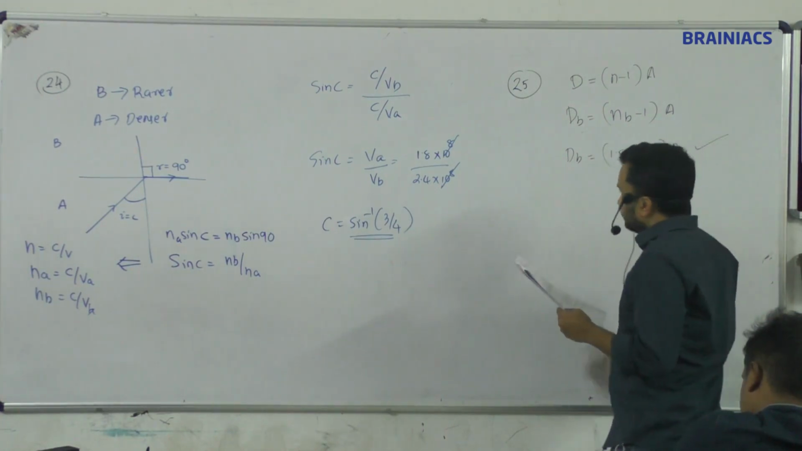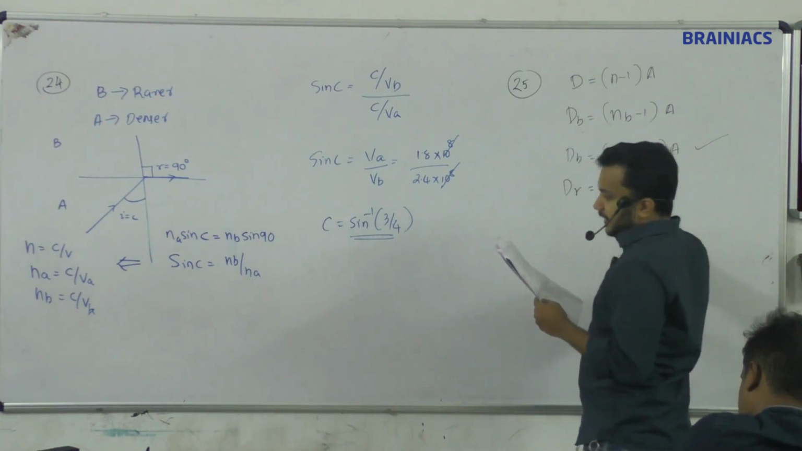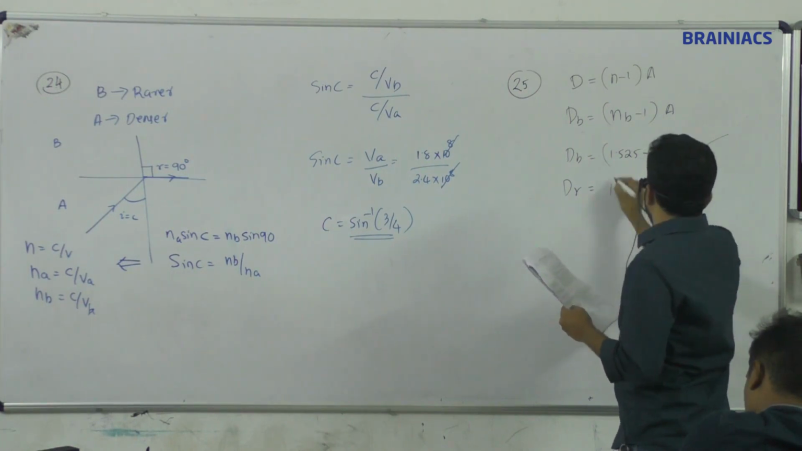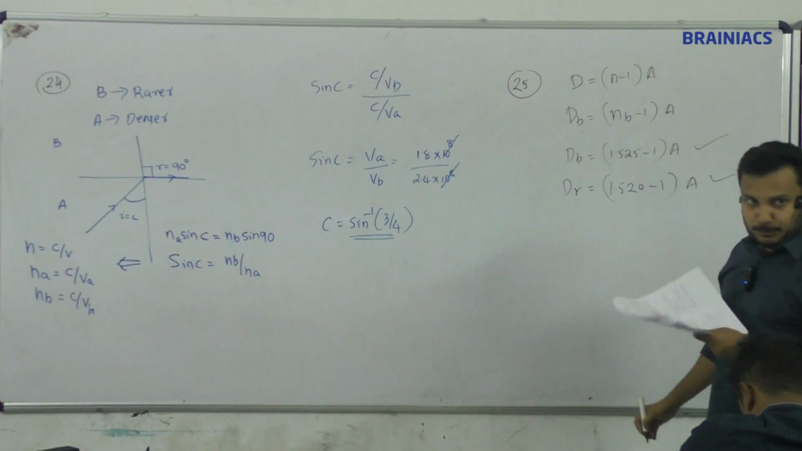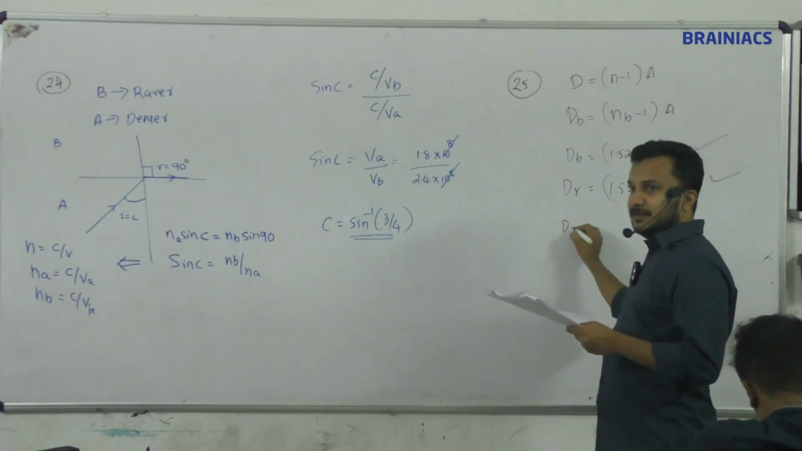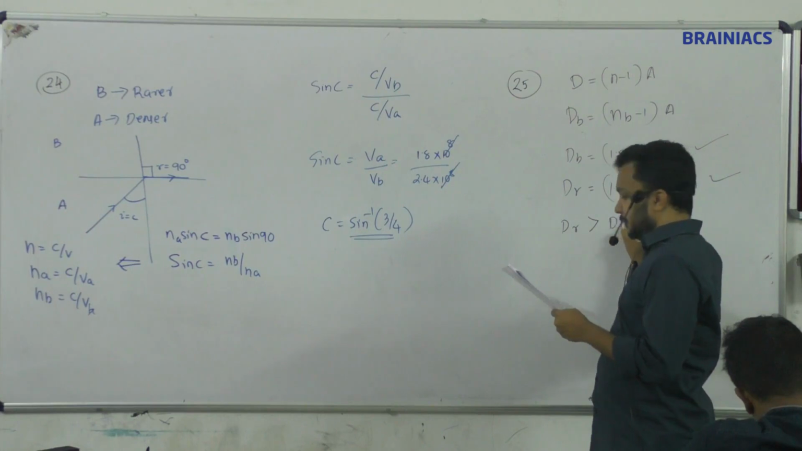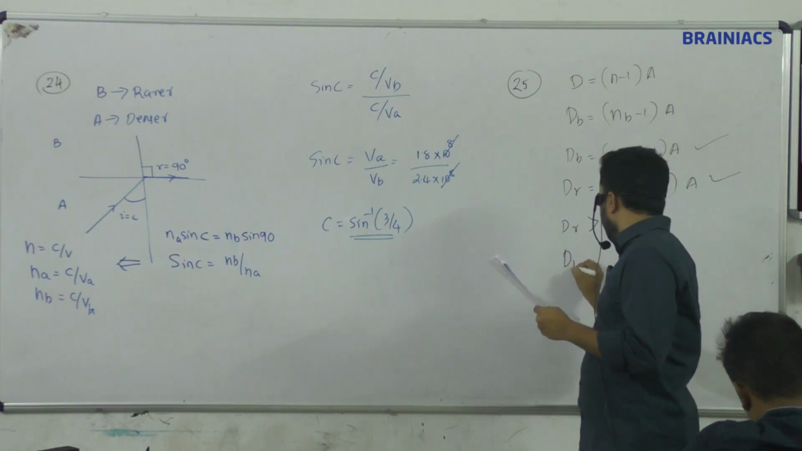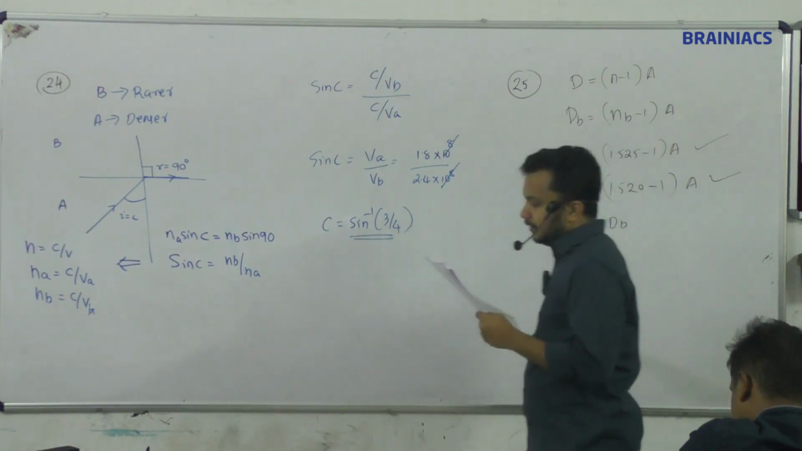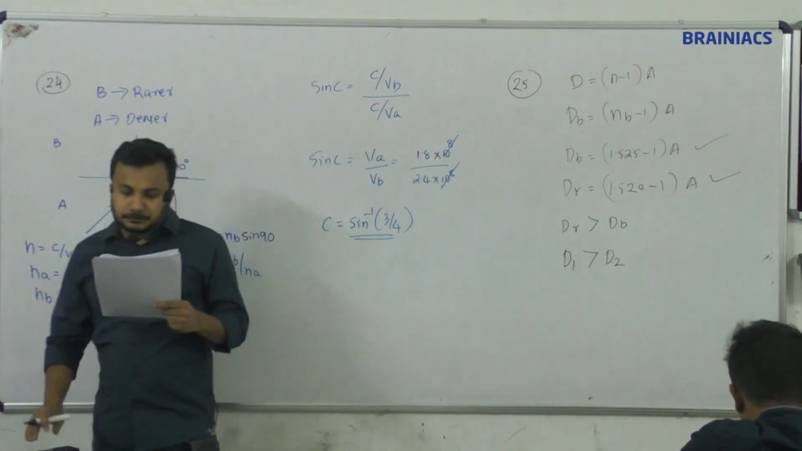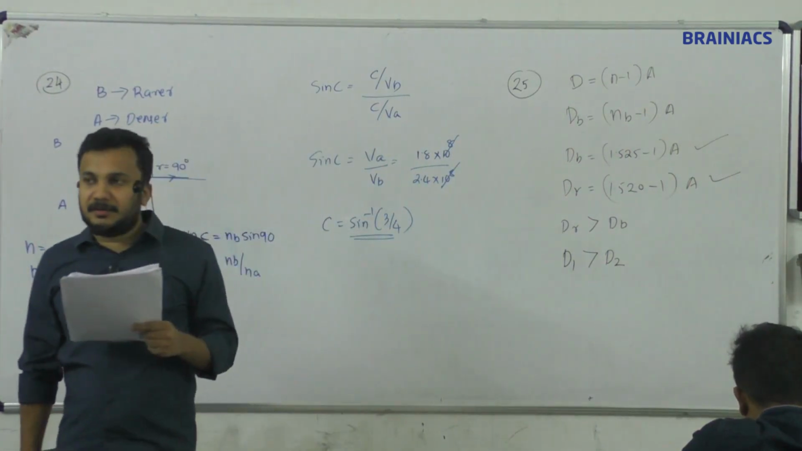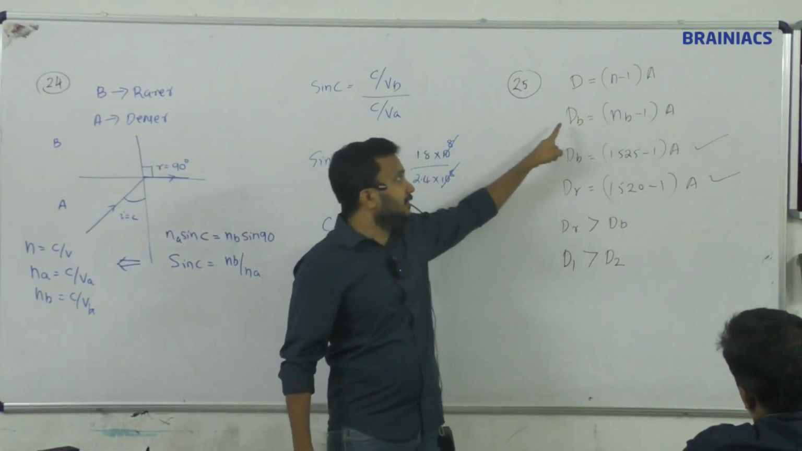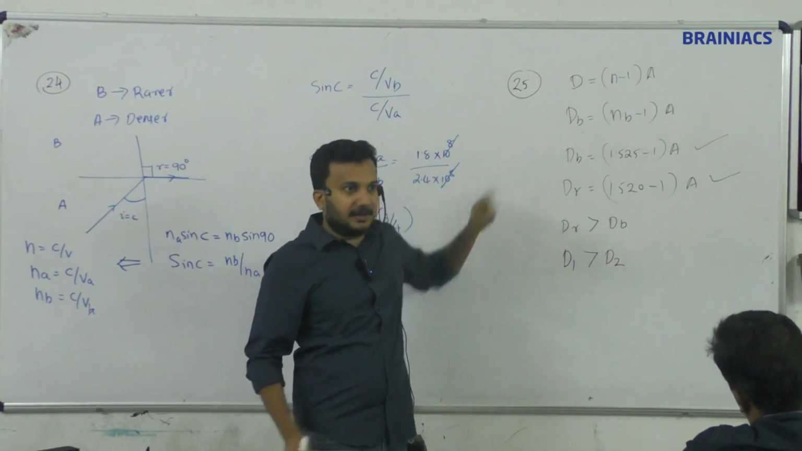This is one case. For red light, what is the refractive index? 1.520. So 1.520 minus 1 into A. Which one is greater, red or blue? This one is greater, right? DR greater than DB. In the question, instead of DR and DB, what is given? Red and blue light. Red is D1, blue is D2. So D1 greater than D2. Option D is the right answer. When the refractive index is higher, deviation is higher. We have learned this formula, right?